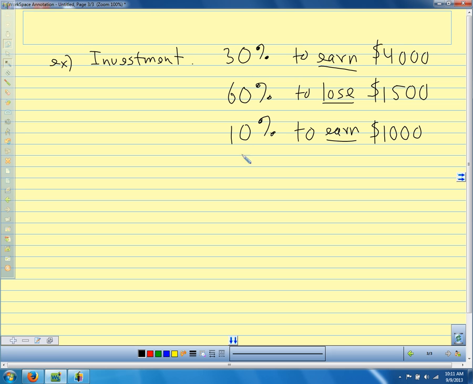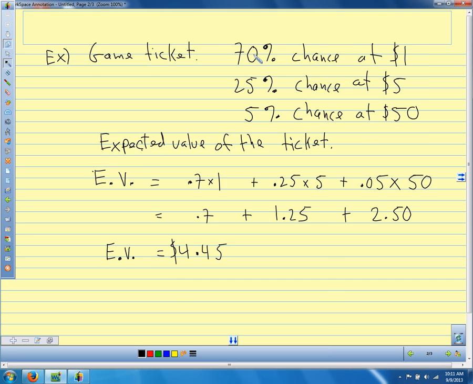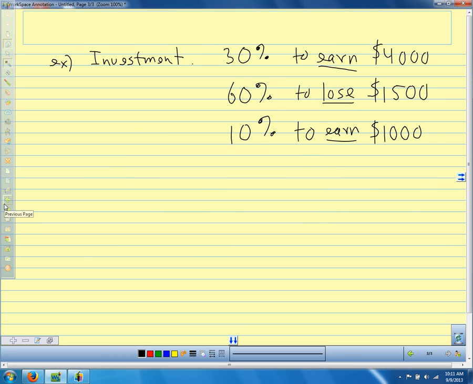So notice what happens when I add all of my probabilities together. 100. So we've taken all of the possibilities into account. There's not some mysterious thing that could happen that we haven't accounted for. And if we look back at our other example, if we add these all up, we get 100%. So that's all the possibilities taken into account. If you don't have all the information, you can't really calculate an expected value because there's some mysterious probability out there that you don't know what's going to happen.